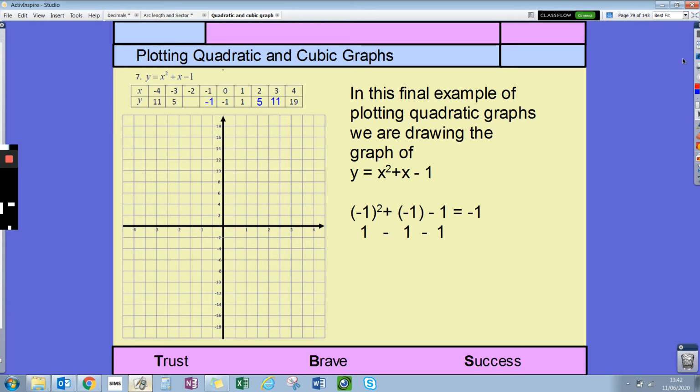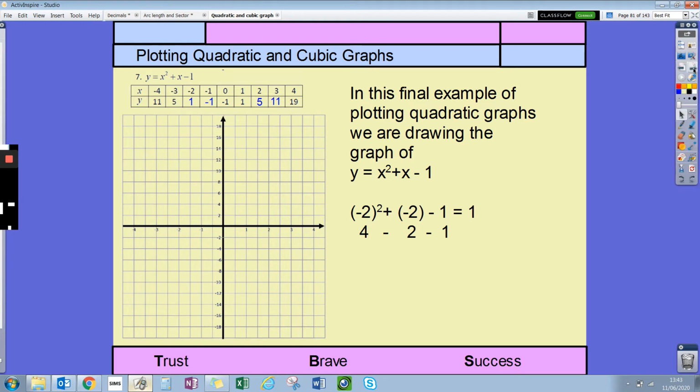And then finally, we're going to repeat that for -2. So -2 squared plus -2, take 1. So -2 times -2 becomes +4. And then we're adding a negative. So remember, that's a take away 2. And then we're taking away 1. So 4 take away 2 is 2. Take away 1 is 1. So we've completed the table of values. Now we're going to plot the graph.